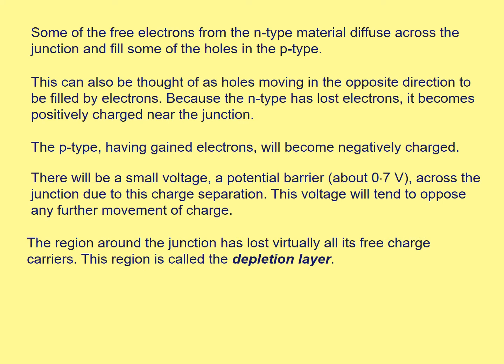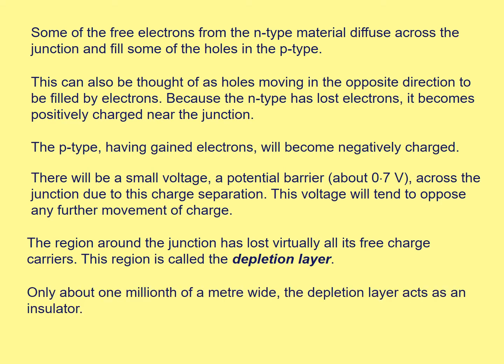The region around that junction has lost virtually all of its free charge carriers, and therefore that region is called the depletion layer because it's depleted of charges. It's only about 1/1,000,000th of a meter wide.